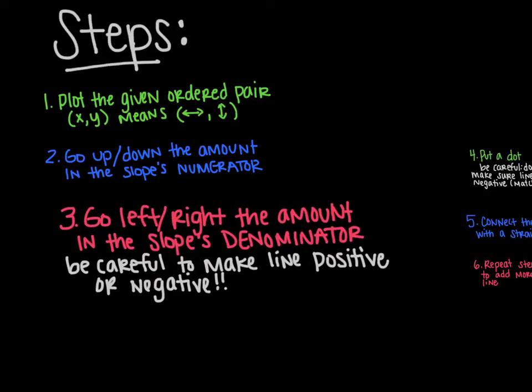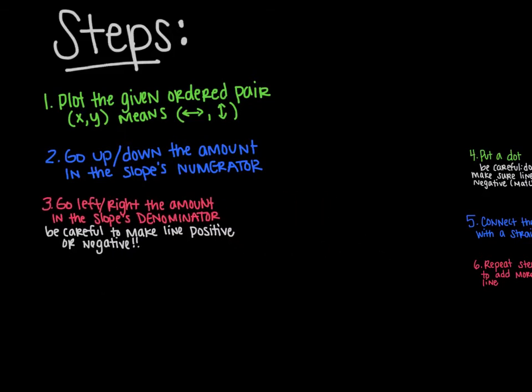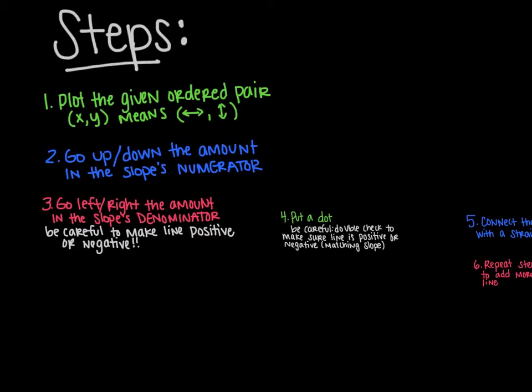After you do that, you're going to go left to right, the amount in the slope's denominator. There isn't a designated you go left or you go right. It's whatever is going to make your line positive if your slope is positive, or negative if your slope is negative. So you need to be careful to make that point fit with what kind of a line you need.